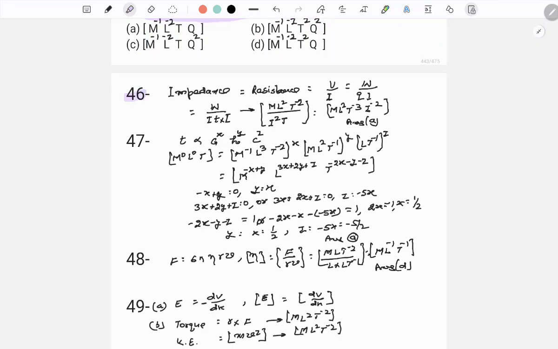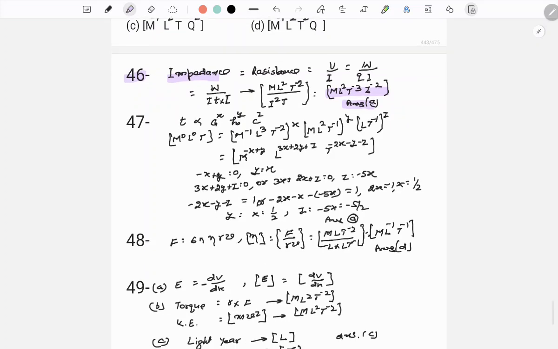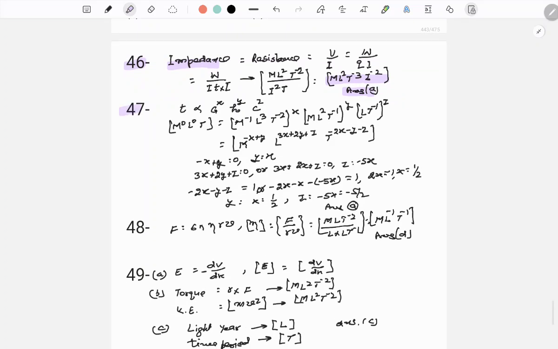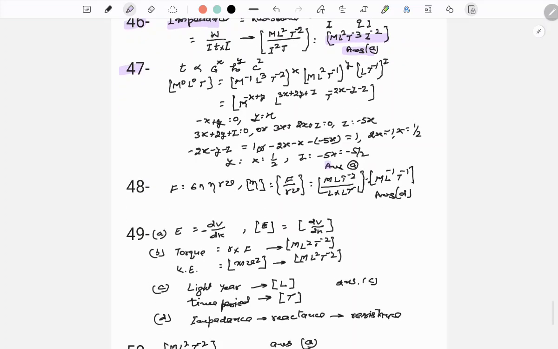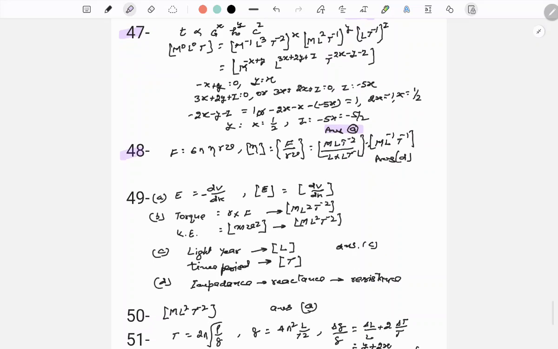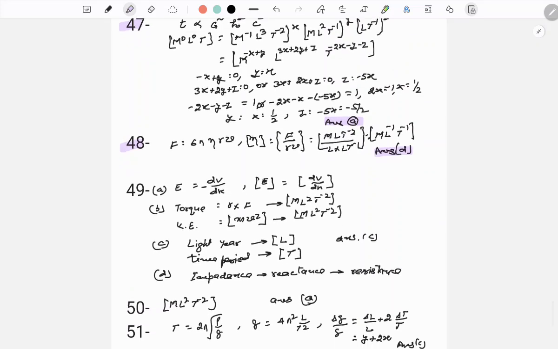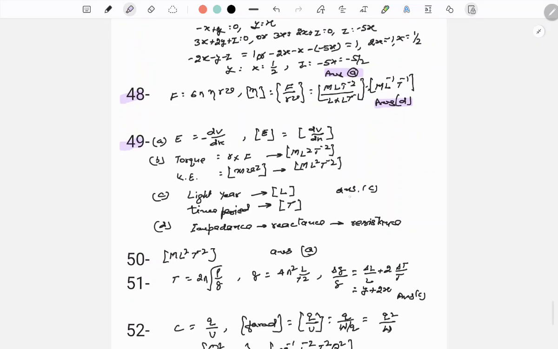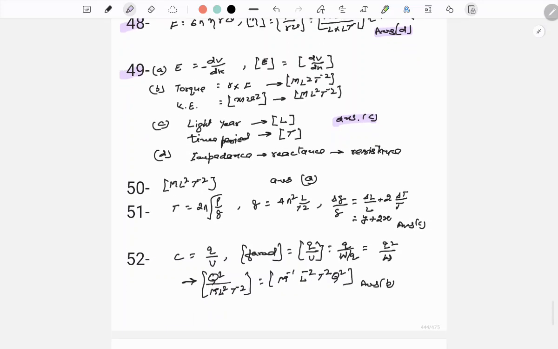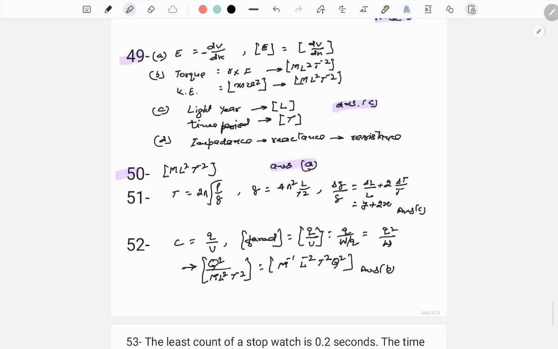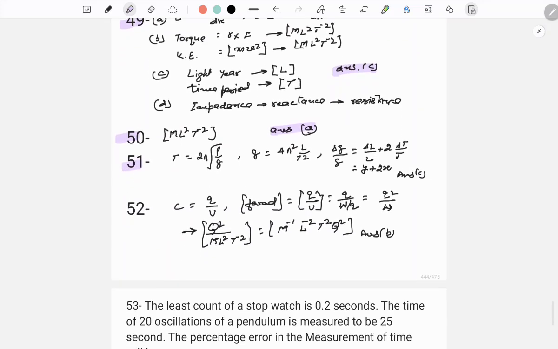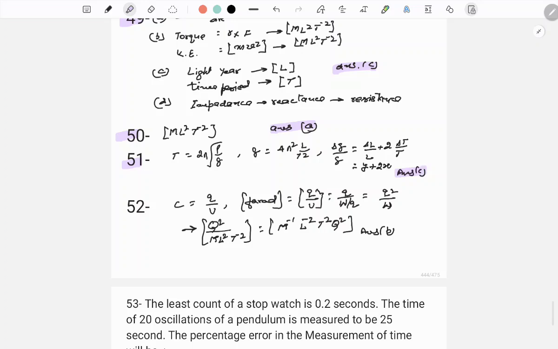46. The answer is A. So impedance dimensions are M L square T to the power minus 3 I to the power minus 2. 47th answer is A. 48th answer is D. 49th answer is C. 50th answer is A. 51 answer is C and 52 answer is B.